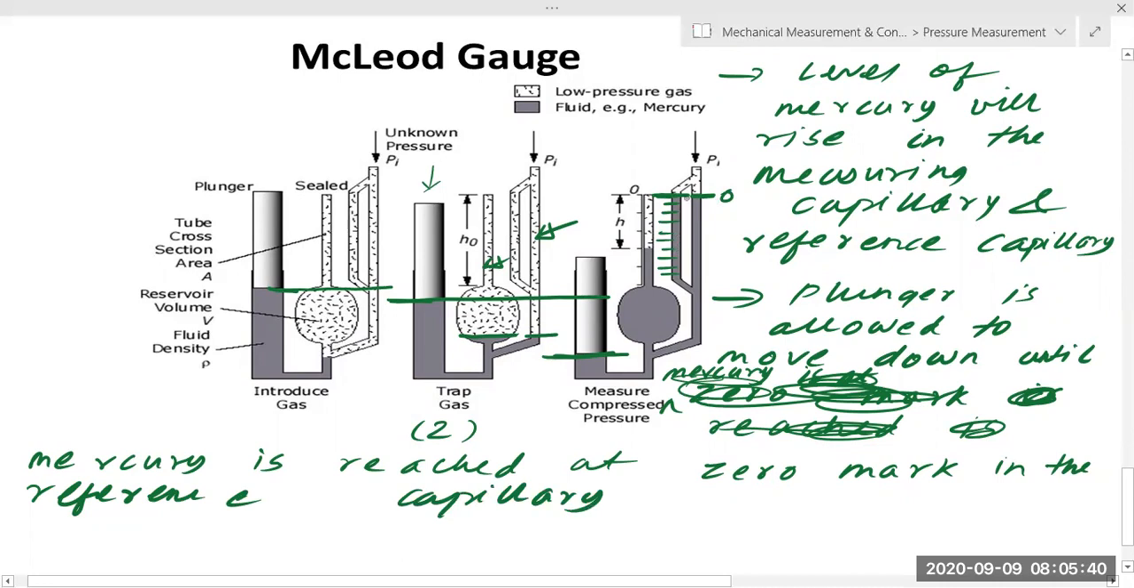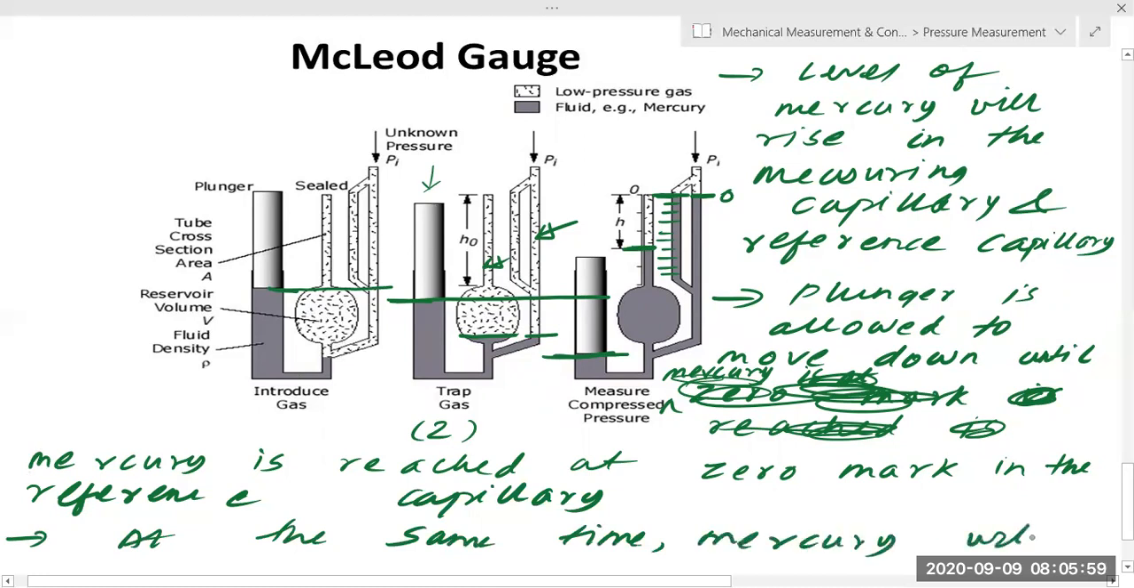Now when the mercury reaches the zero mark in the reference capillary, it will also rise in the measured capillary at the same time. Mercury will also rise in the measured capillary, correct? Measuring capillary or measured capillary, it will also rise in the measured capillary.